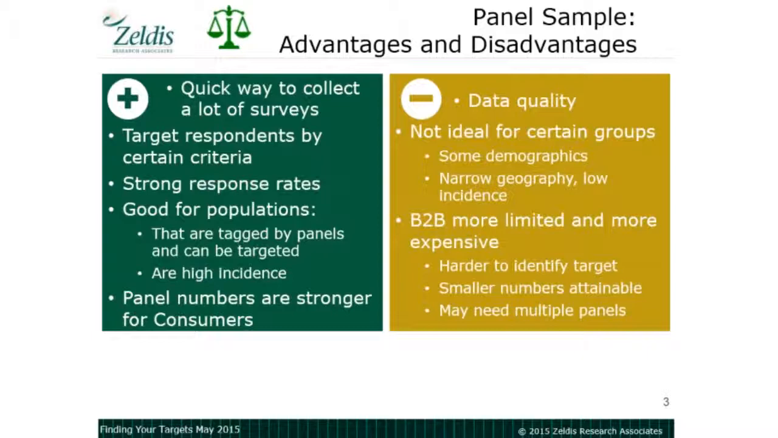You're also going to get smaller numbers usually, and you may need to use multiple panels sometimes. If you go out to 4 or 5 panels and 4 of them say they can get 100 and you have one panel who says, oh, we can get you 500, you should really be suspicious of that information. Who are those other 400 people that they're saying that they're going to get? Are they really the right people? Everybody wants to get big numbers, but you want to focus on quality over quantity, particularly when it comes to B2B off of a panel.